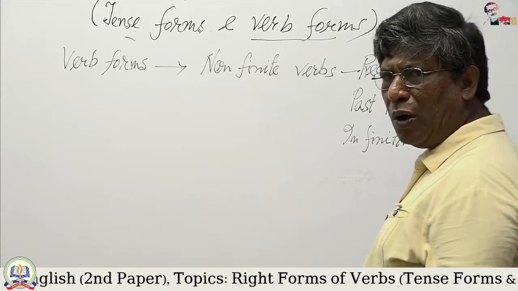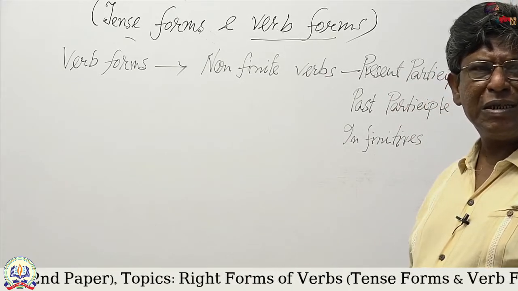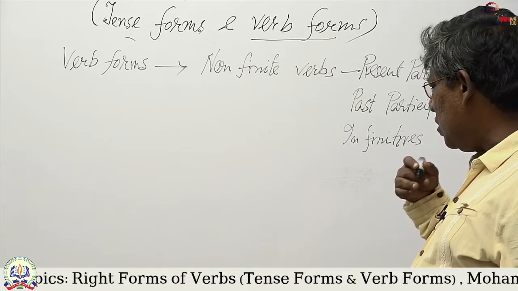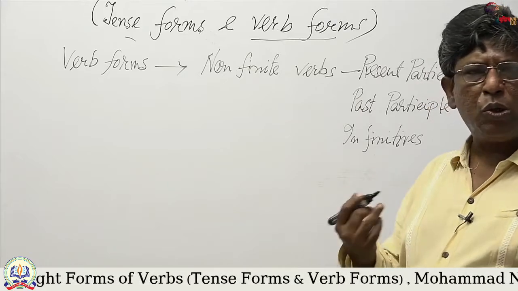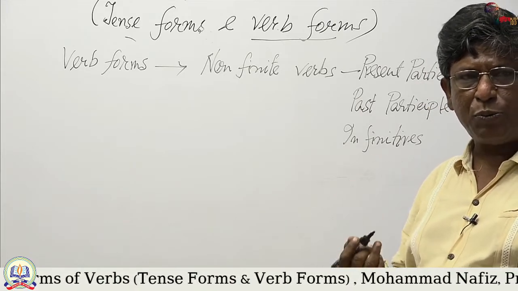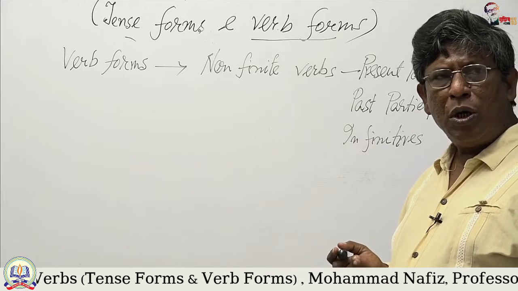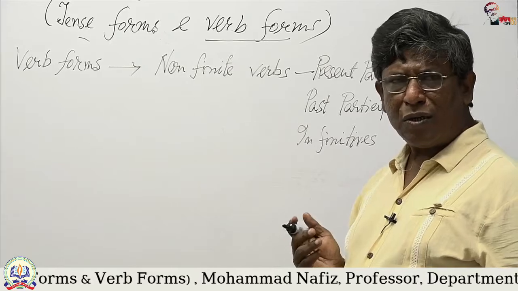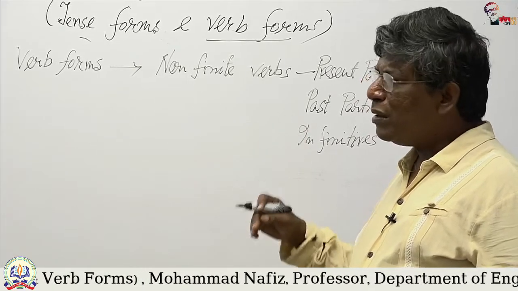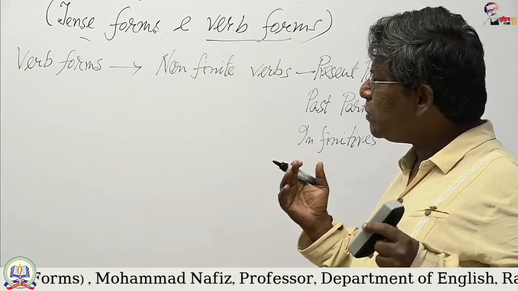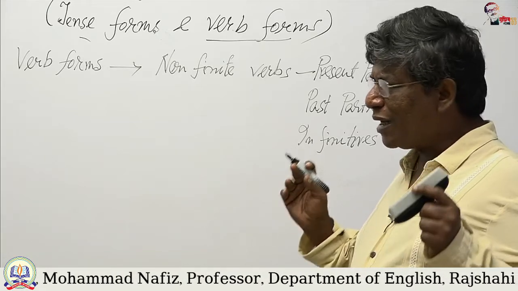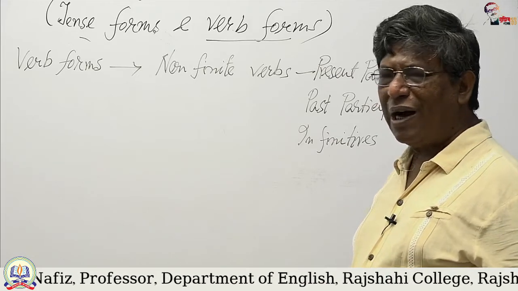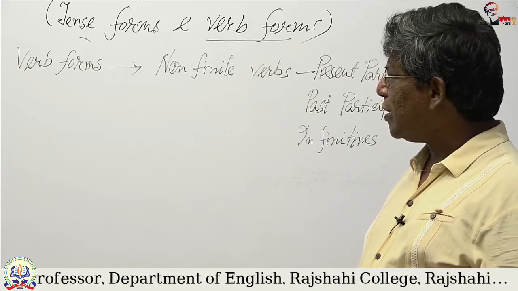These are the verb forms in the sentences which will not be used in either of the 12 tense forms. You have to remember the terms tense forms and verb forms. When we speak about tense forms, that determines the use of a verb in either of the 12 tense forms.